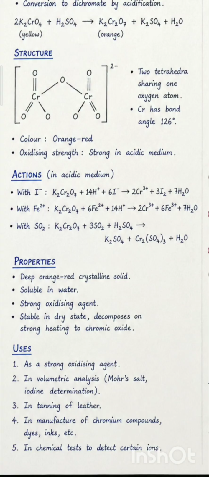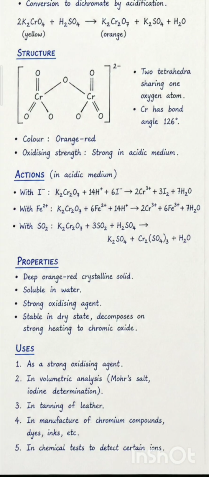Okay. The shape is tetrahedral with a bond angle of 126 degrees. Next is properties. It is a deep orange red crystalline solid, soluble in water, and a strong oxidizing agent. Stable in dry state, it decomposes on strong heating to chromic oxide. Next, uses: as a strong oxidizing agent in volumetric analysis, Mohr's salt, iodine determination.